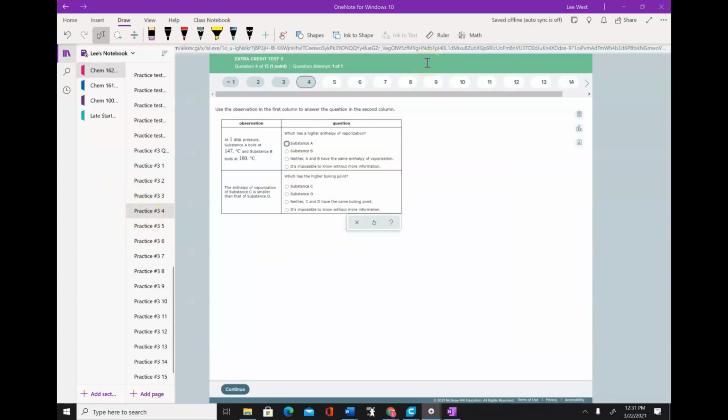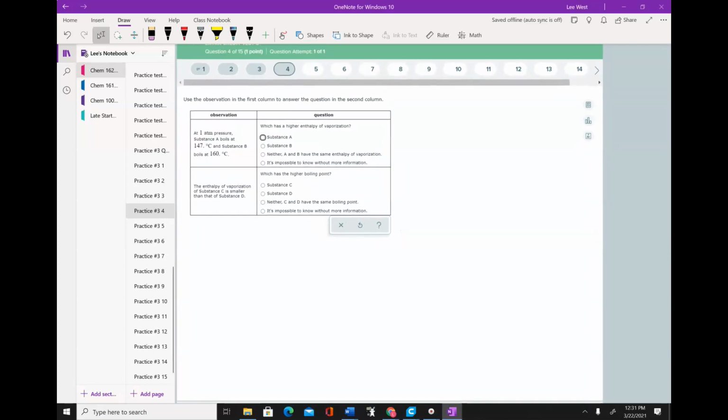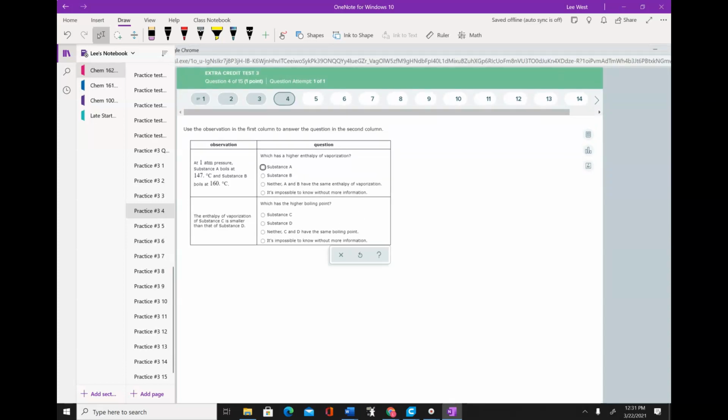Okay, so in this problem, it looks like we're looking at how temperature, pressure, enthalpy, and boiling point are all related. So it says use the observation in the first column to answer the question in the second column. So what we're looking at here is pressure or boiling point of two different liquids. So I think it's important to recognize how vapor pressure is related to enthalpy of vaporization and also temperature.